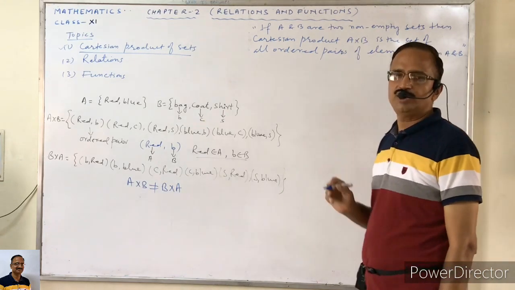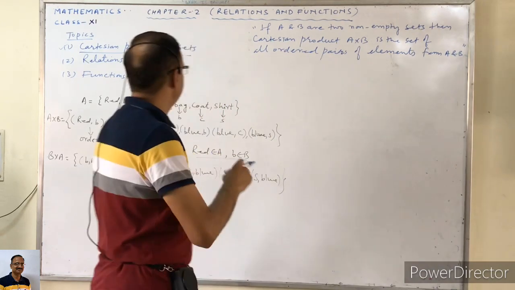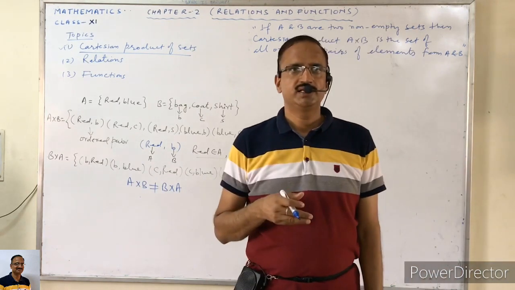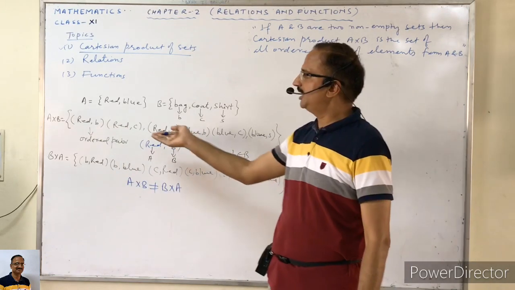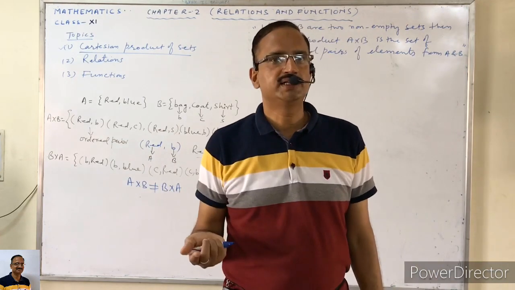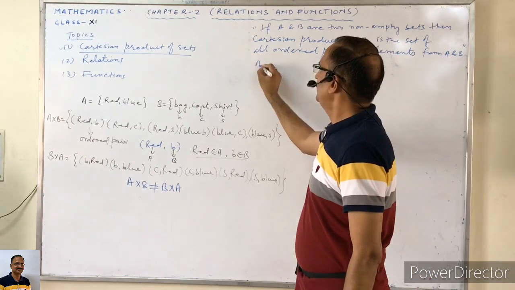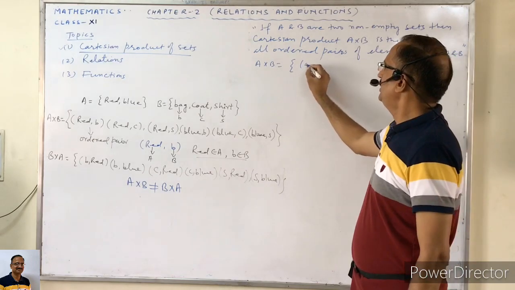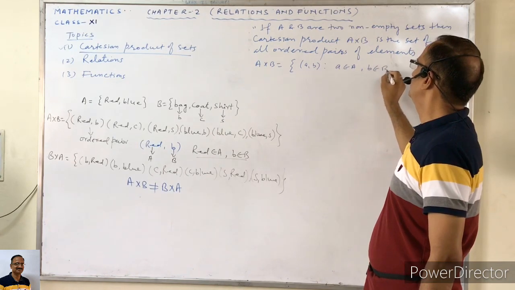Okay children? Now, if we write this Cartesian product, actually this is a set, and a set can be written in two different ways, roster form and set builder form. This is what? This is roster form, where actual elements are there in the set. So we can write this in set builder form as A cross B equals the set of ab such that a belongs to A and b belongs to B.